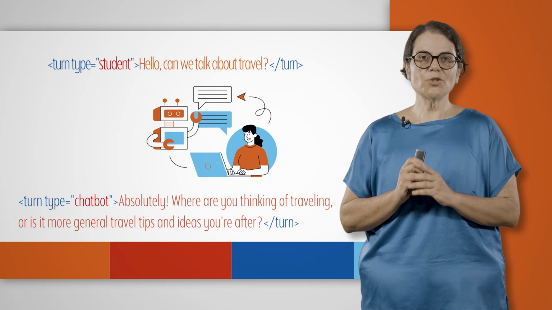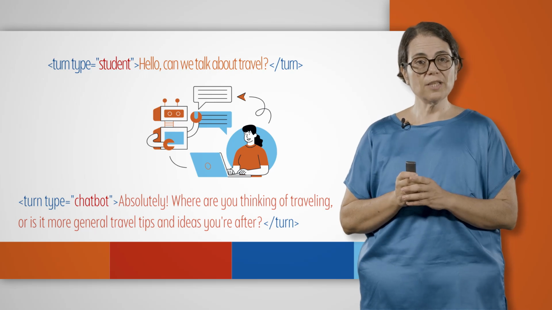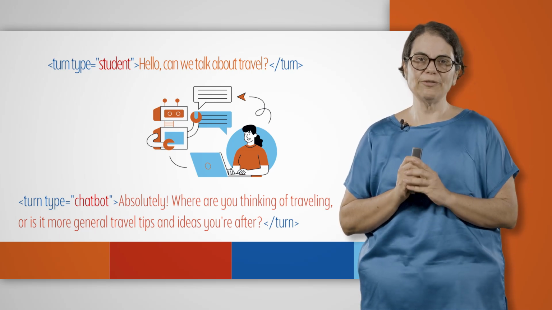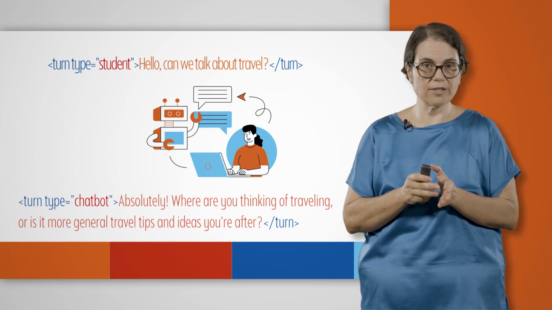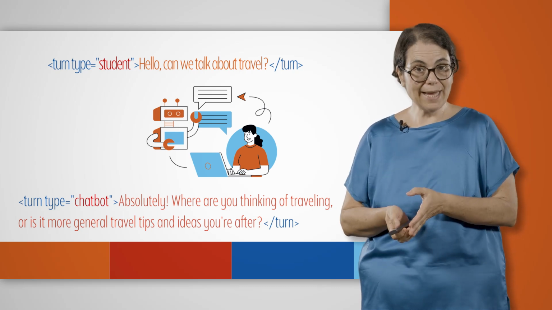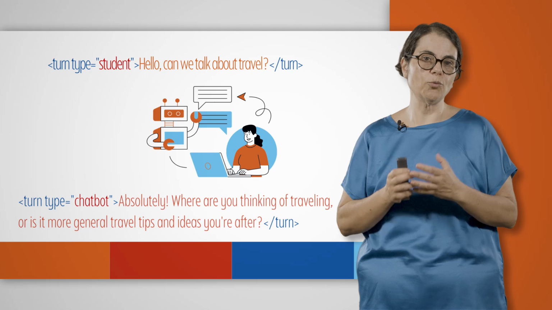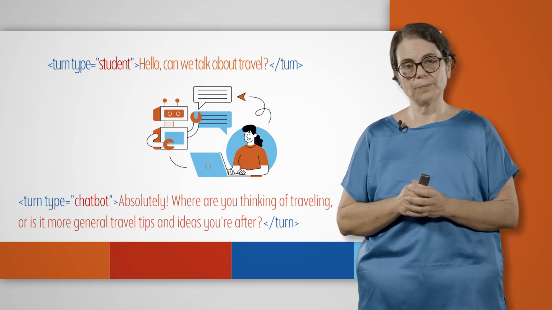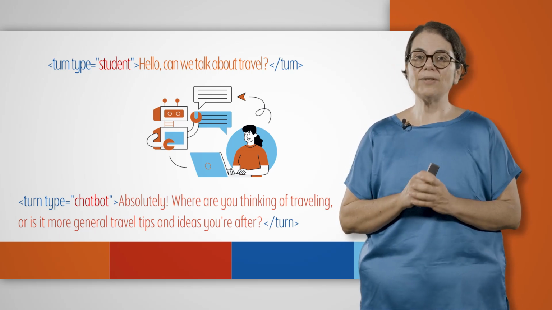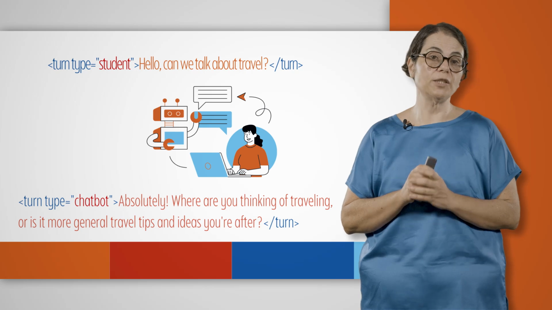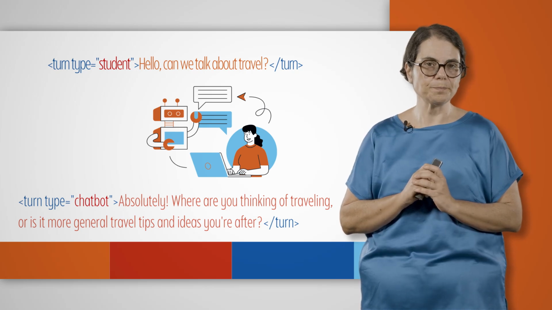To allow us to only search student turns, the corpus creators added information about where a turn starts, where it ends, and who performs it, whether a student or a chatbot. In this slide, you can see how this information is encoded in the corpus in XML.